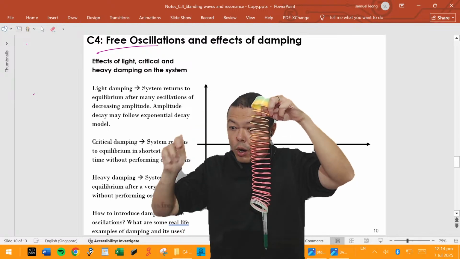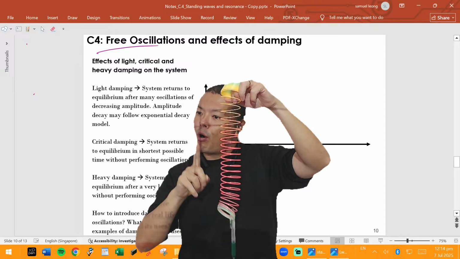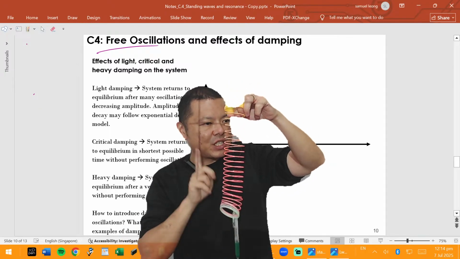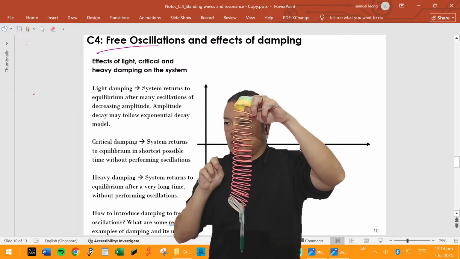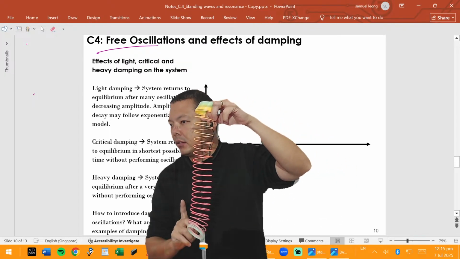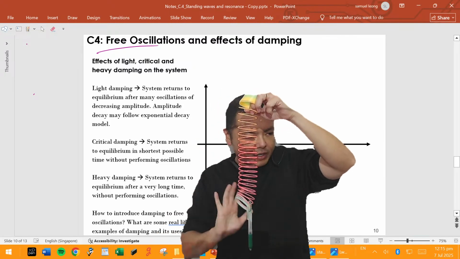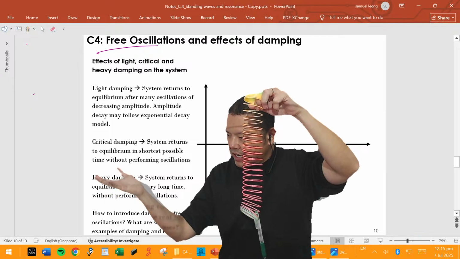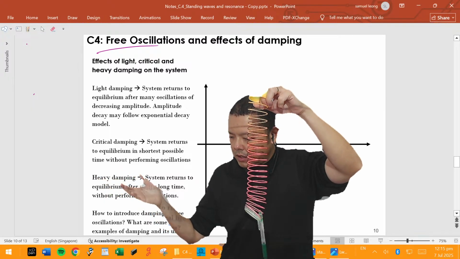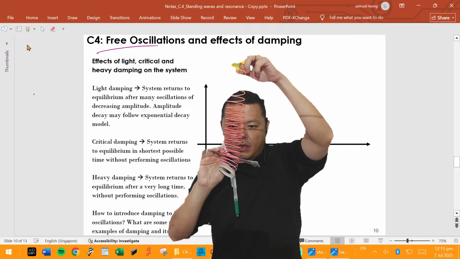Okay, light damping. How else can I change the damping? One common mistake that students make thinking about changing the damping is add more mass. Adding mass does not change the damping. Adding mass changes the period. So you cannot say I add more mass, then I can increase damping. That's wrong. But how else can I increase damping, guys? Anyone?